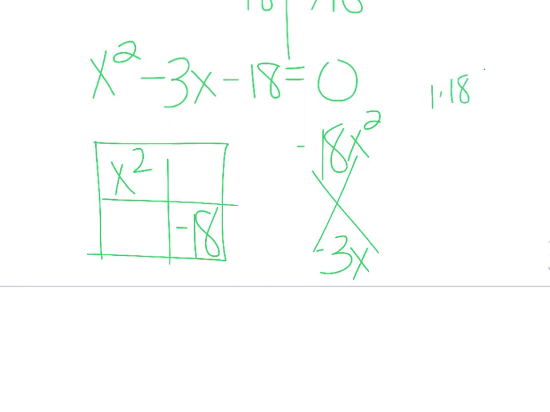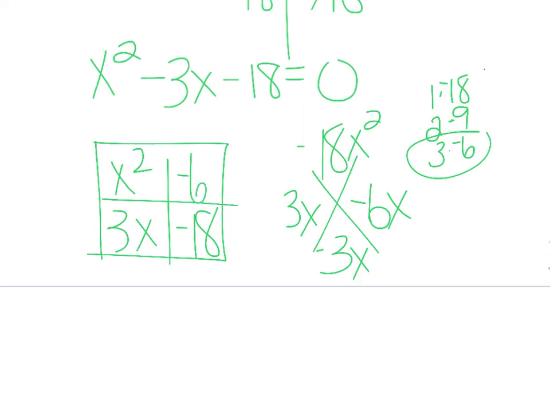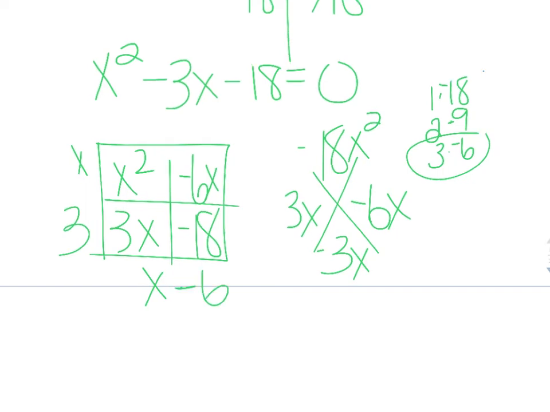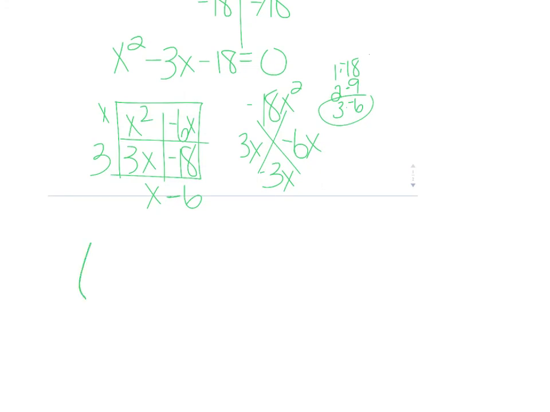So we have a couple of options, 1 and 18, 2 and 9, and 3 and 6. So we need the bigger number to be the negative, and it looks like the 3x and the negative 6x are going to work. So we're going to plug them back in, fill out the outside, and then we're going to solve from there. So we have an x plus 3 in parentheses and x minus 6 equals 0.